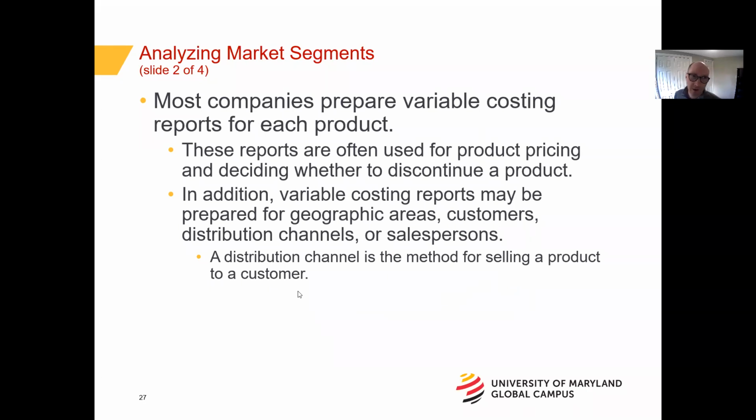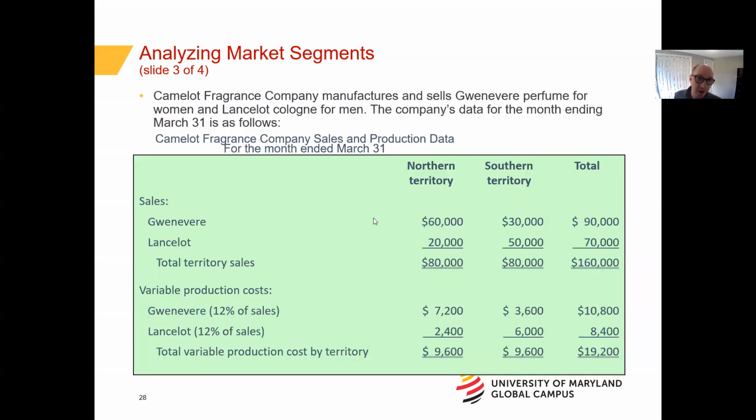But typically, when we look at analyzing market segments, we look at the variable costing most because we take into consideration the manufacturing margin, of course. Let's take a look at an example. Market segments, in a general sense, are things like sales territories, individual salespeople, where we sell certain products, that type of thing.